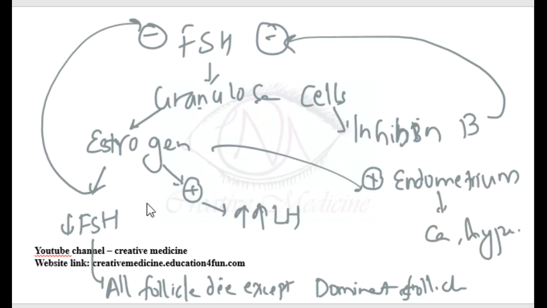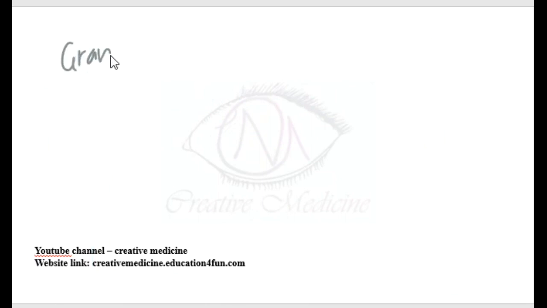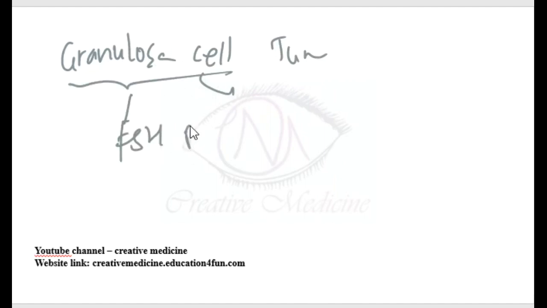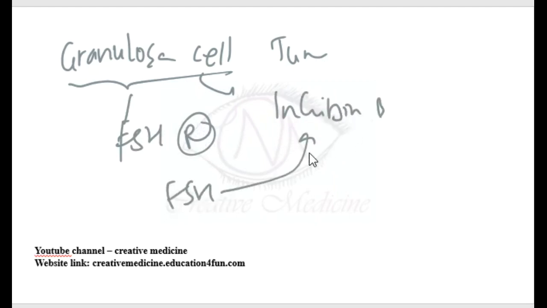Note: follicular stimulating hormone receptors are present on granulosa cells. Granulosa cell tumor of the ovary is a feminizing tumor of the ovary. The tumor marker of granulosa cell tumor of the ovary is inhibin B. Actually, granulosa cells contain follicular stimulating hormone receptors. So, as a result, the tumor marker for granulosa cell tumor of the ovary is inhibin B, because inhibin B is produced by follicular stimulating hormone.